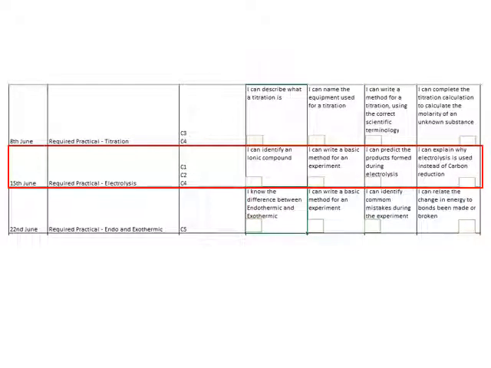Okay, this is now the second part of the electrolysis video. As you can see, we are now going to be looking at predicting the products formed, and we may then start to look at the reduction side of things in this video. If not, we'll look at it potentially in another video.